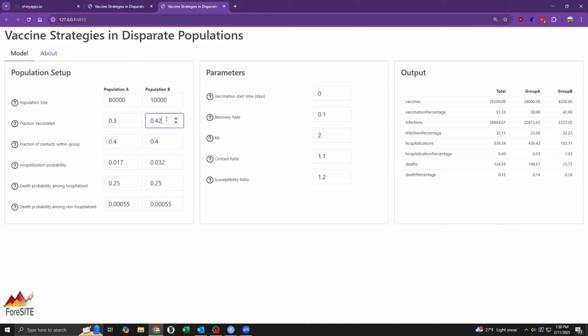And so there you can see at about 42% vaccination, there's equity in the infection outcome, but there's still pretty substantial inequity in the hospitalization outcome because of this hospitalization probability input over here being higher. So equity in infection has been achieved, but equity in hospitalization has not yet been achieved at that level of vaccination. That's one way to play with the app, at least in this version.